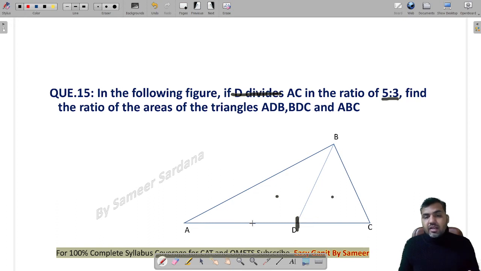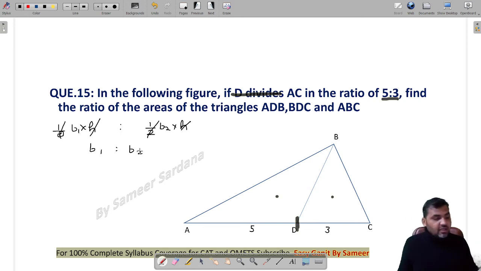This is only to help you understand the basic theory, that in a triangle, we know that area of a triangle is half into base into height. Now if two triangles have the same height but different bases, let's say the first triangle has base B1 and height h, and the second triangle has base B2 but the same height, then the ratio of the areas will be the same as the ratio of the bases of the triangles, right?